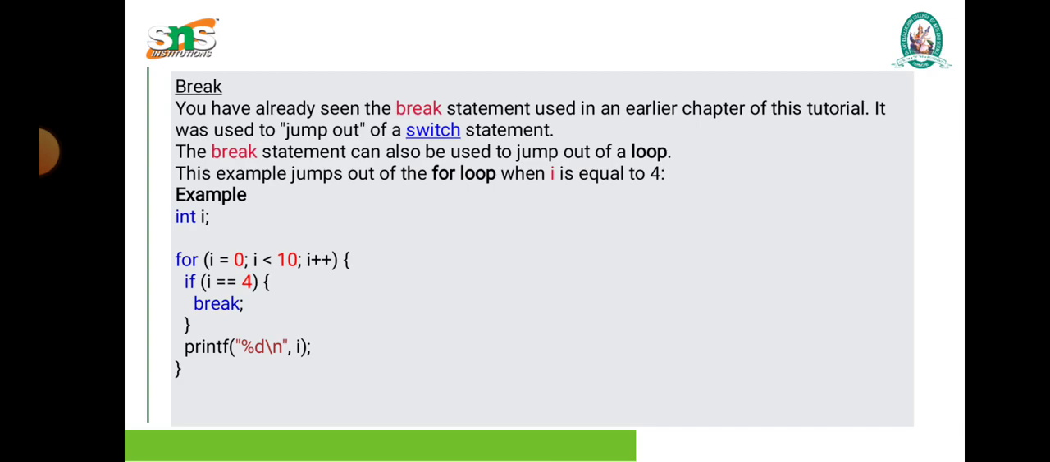Here we have given an example for the break statement, where we have declared a variable called I of integer data type. The break statement is used inside the for loop, where the variable I is initialized with the value 0, and the condition is that the variable should be less than 10. It is incremented by 1 for each iteration using the increment operator. The condition is checked using an if statement, that the value of I should be 4.